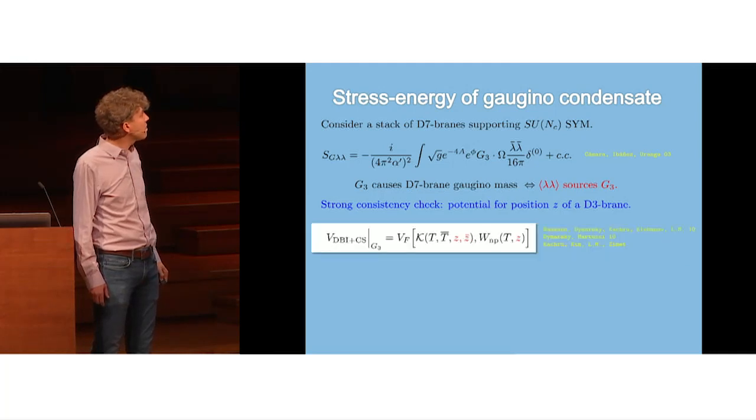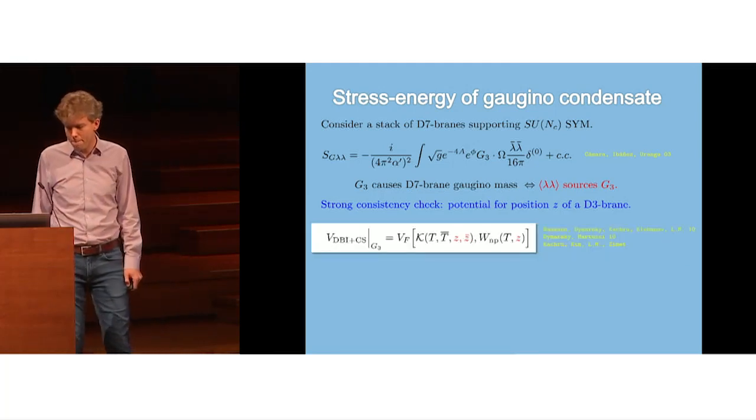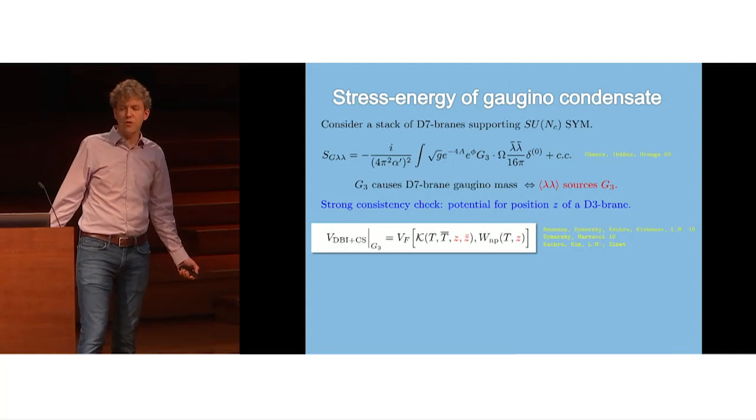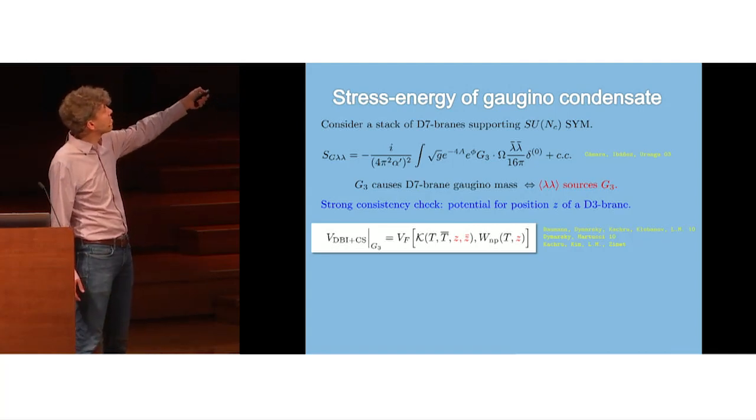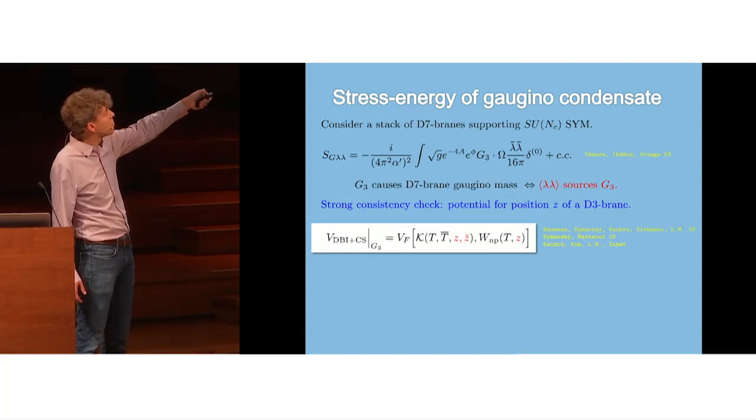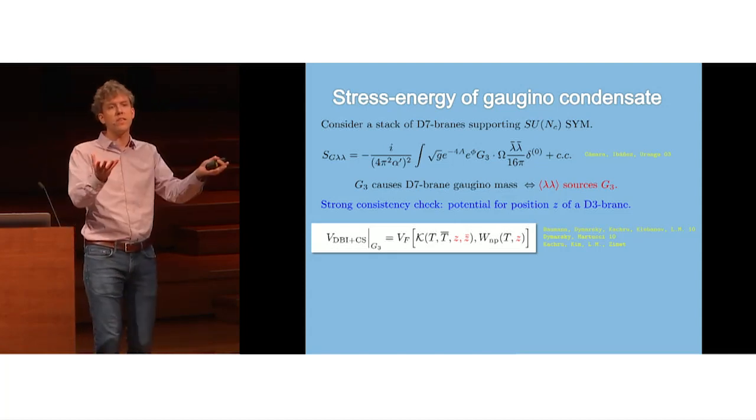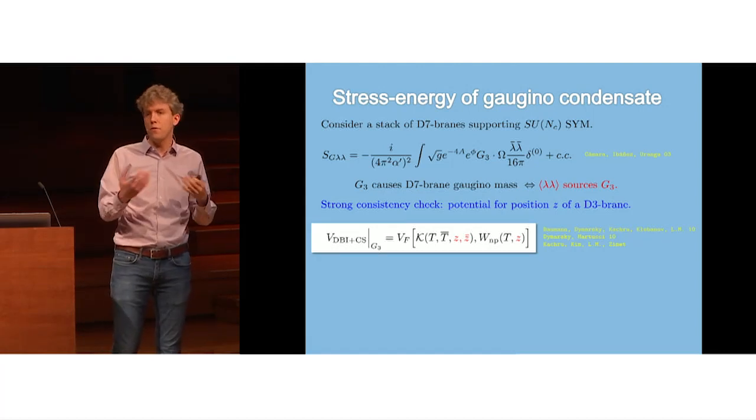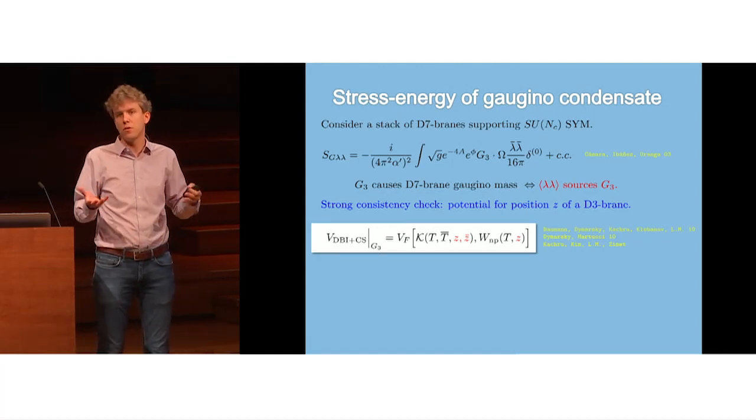And now the consistency check is the following. The other calculation we could do is to take seriously this coupling, include the gaugino bilinear, and solve the 10-dimensional equations of motion. We will find flux. Flux comes out of the D7 brane into the bulk. Now we solve the full nonlinear equations in the bulk, and we find some solution.